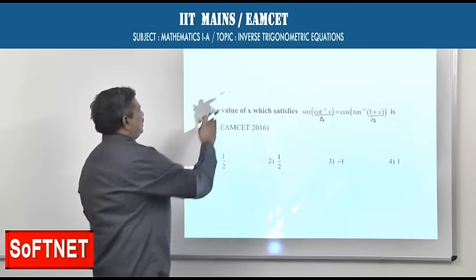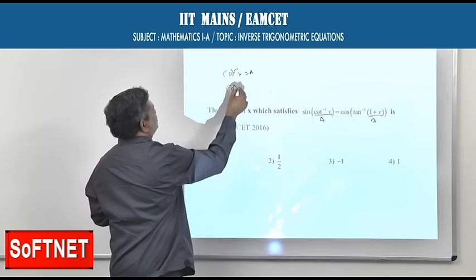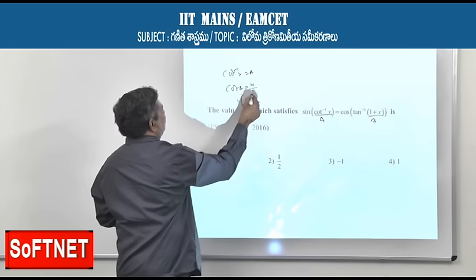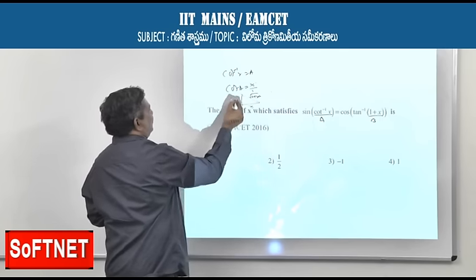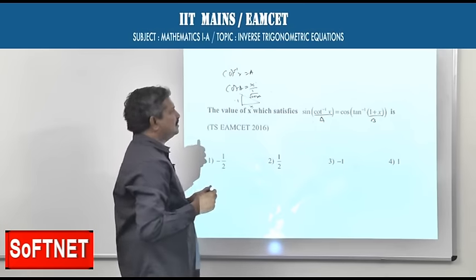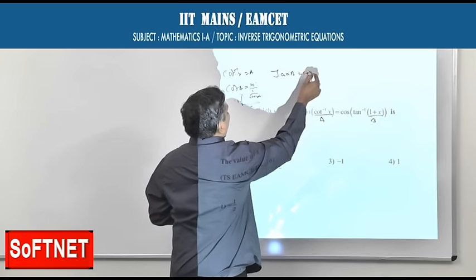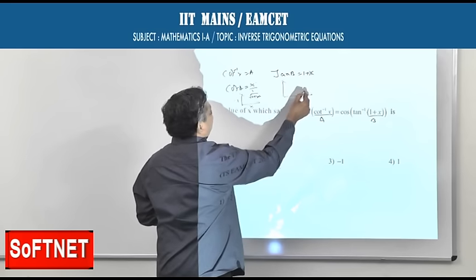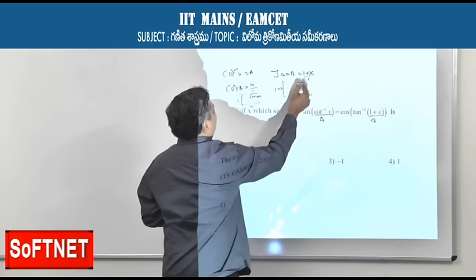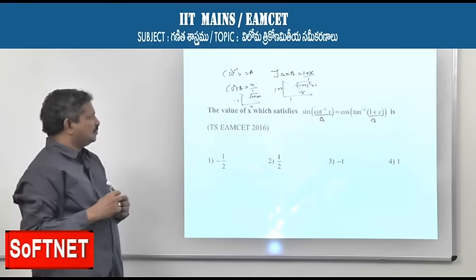Cot inverse x is A, I will draw a triangle: cot inverse x is A, or cot A is x. I will draw this as x, 1, root of 1 plus x square. Adjacent side, opposite side, the third side I got. Similarly, tan inverse of 1 plus x, I will take tan B equal to 1 plus x. I will draw another triangle for B, opposite side 1 plus x, hypotenuse root of (1 plus x) whole square plus 1.